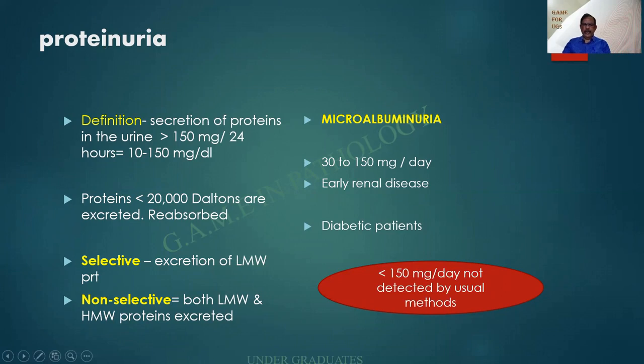This is proteinuria. And definitely one question will be asked: what is microalbuminuria? Microalbuminuria means it can test even 30 to 150 milligrams per day. This is also albuminuria only, but as I told you, the normal test will forgo this. There is an increase in the microalbumin in the case of early renal disease and in diabetic patients. Less than 150 milligrams is not detected by the usual methods. Please learn this chart by heart.